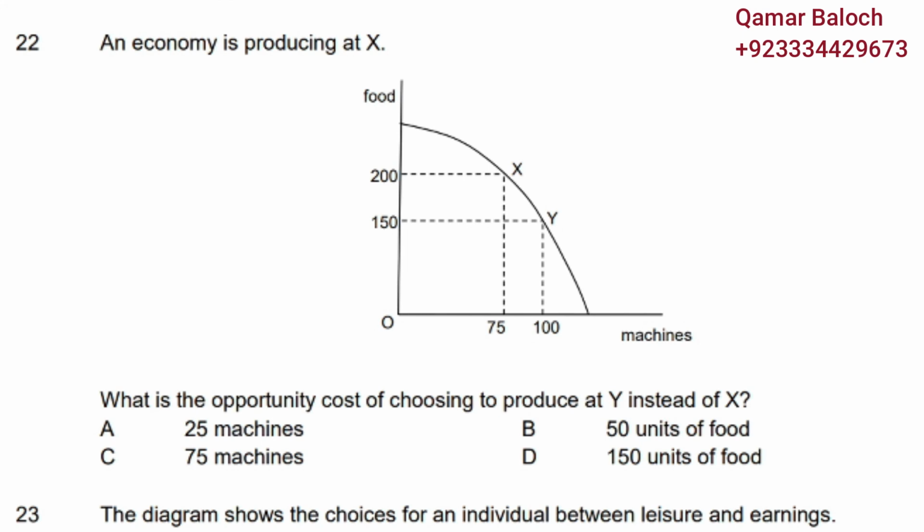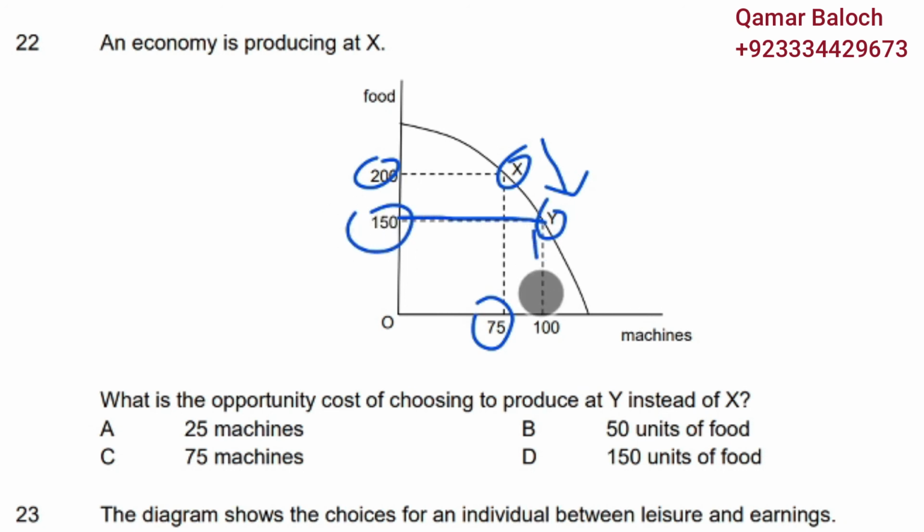Now moving to a graphical question. In question number 2, an economy is producing at X. Initially we are at this point where we are producing food, 275 machines. What is the opportunity cost of choosing Y instead of X? If we move from X to Y, it means we are now choosing combination Y, it means now we can produce food 150 units and we can produce machines 100. So since we are increasing production of machines, we are sacrificing food.